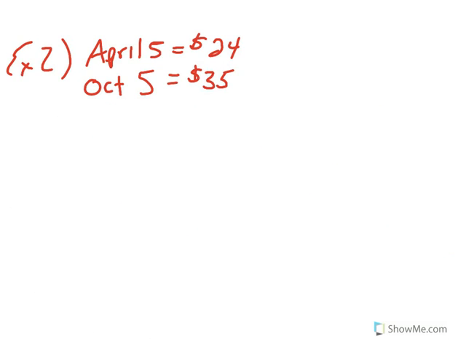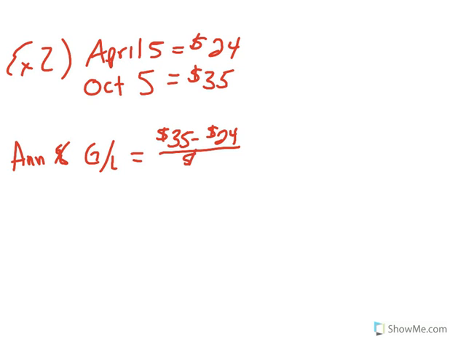There's example 1. Number 2, we had a stock that on April the 5th was worth $24, and on October the 5th was worth $35. So to find the annualized percent of gain or loss, this is obviously going to be a gain because the number went up. If it's a loss, you end up with a negative number. Take the new amount, which is $35, minus the old amount, which is 24, divide it by the old amount.